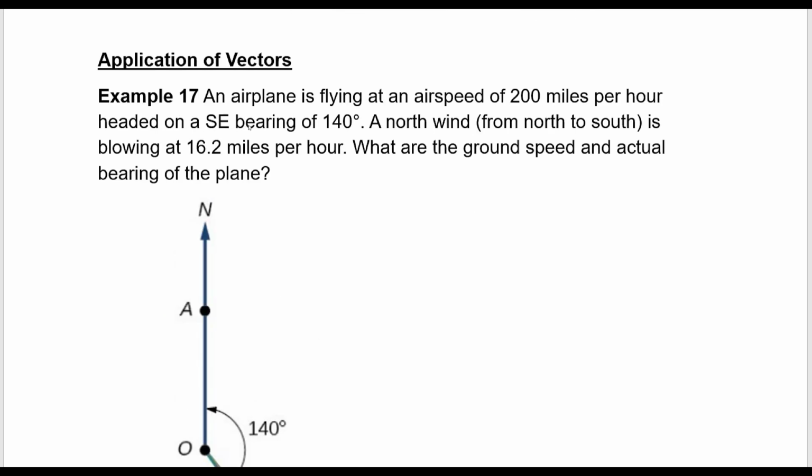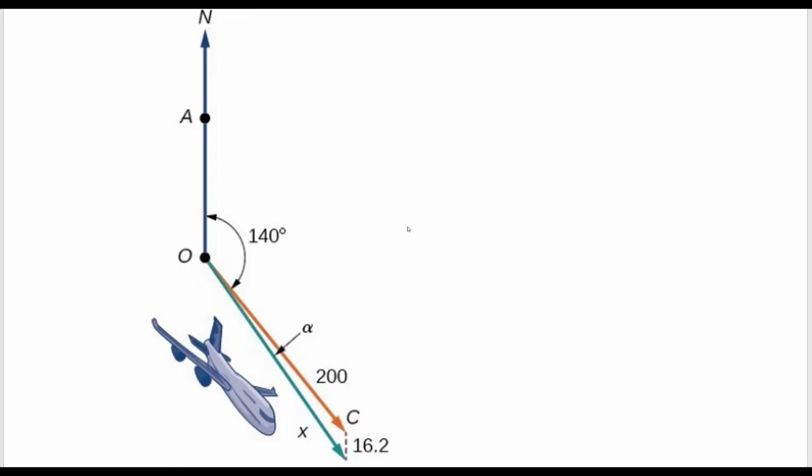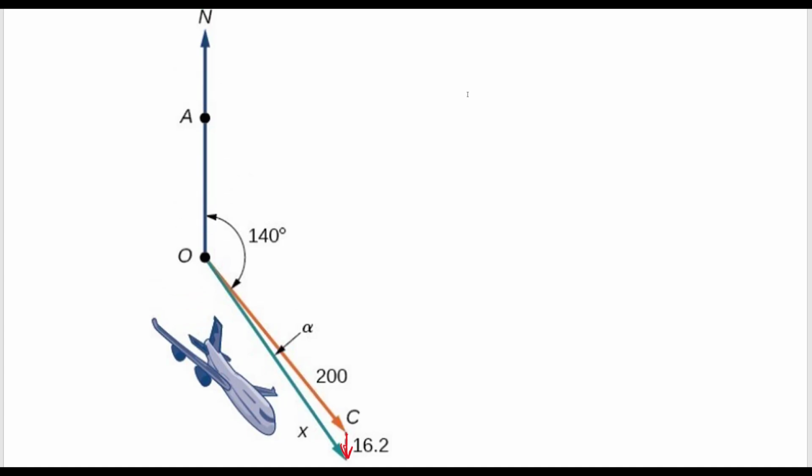Headed on a southeast bearing of 140 degrees. A north wind, from north to south, is blowing at 16.2 miles per hour. So it's this vector here. It's another vector that's affecting it, another component to the plane's speed. So that is blowing at 16.2 miles per hour.